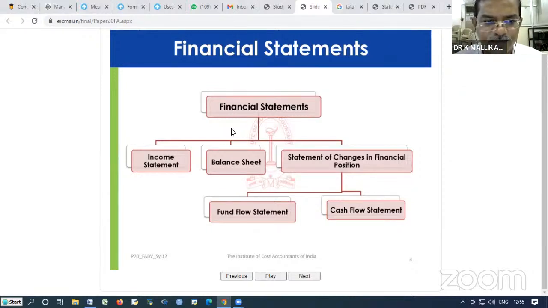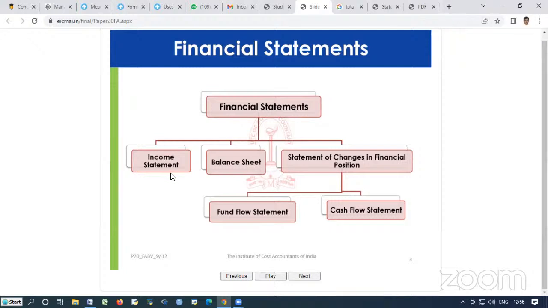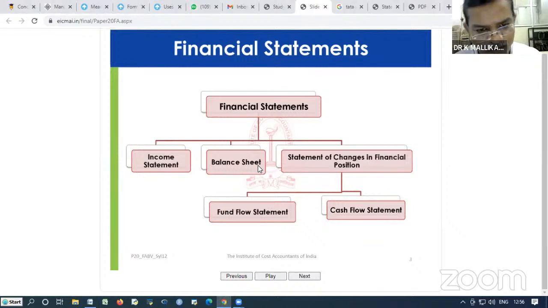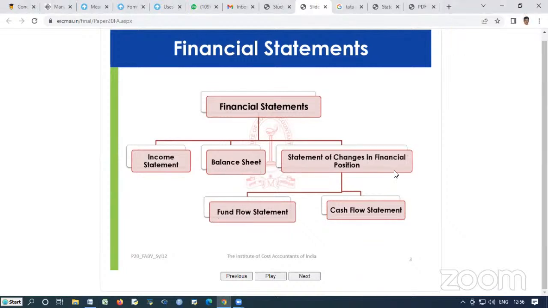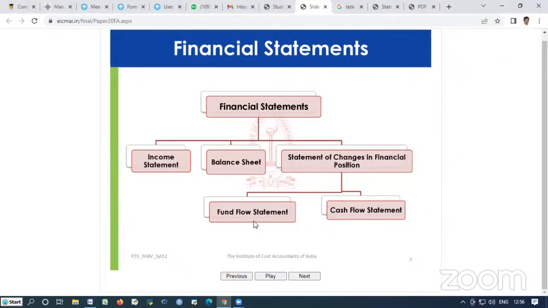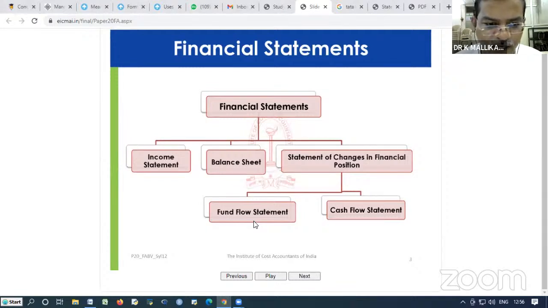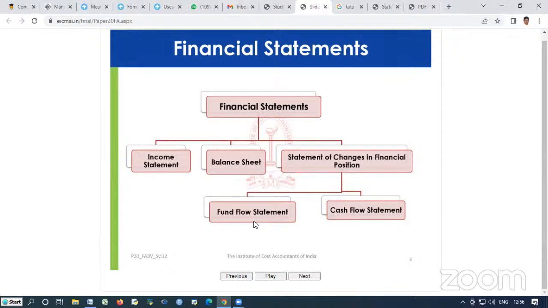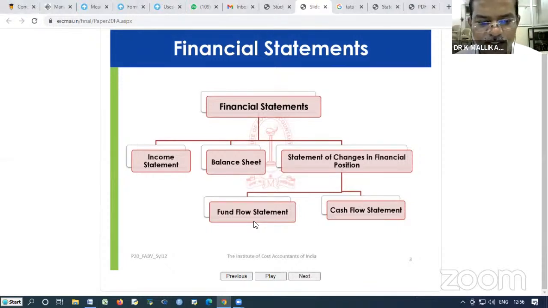What are the financial statements? The income statement, balance sheet, and statement of changes in financial position. Then under that there are two statements, the fund flow statement and the cash flow statement. So from today onwards, the financial statements are the income statement, balance sheet, fund flow statement, and cash flow statement, right? It is clear, right?